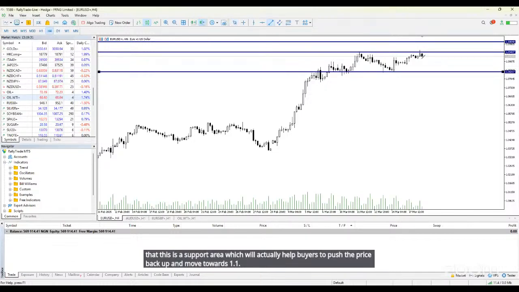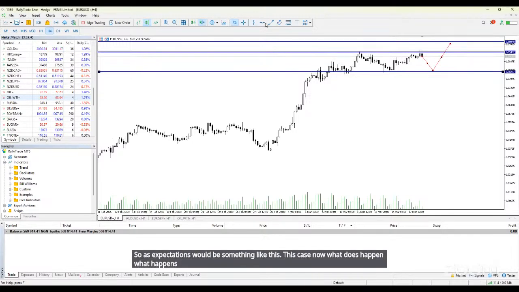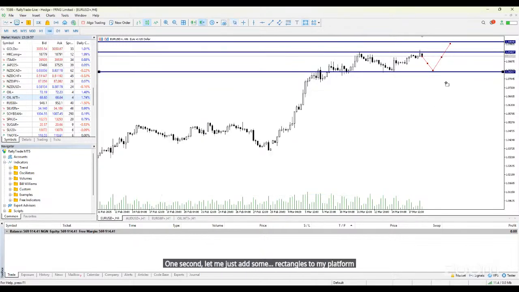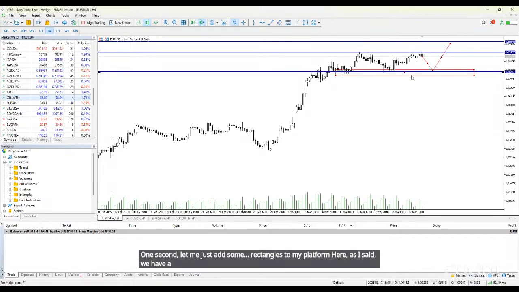So as expectations would be something like this case. Now, what does happen? What happens here? It will give us very good opportunities to try and make use of this support area from here. One second, let me just add some rectangles to my platform. Here, as I said, we have a good support area.